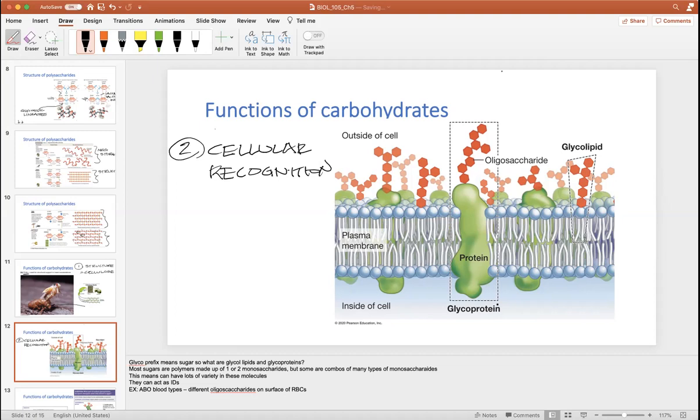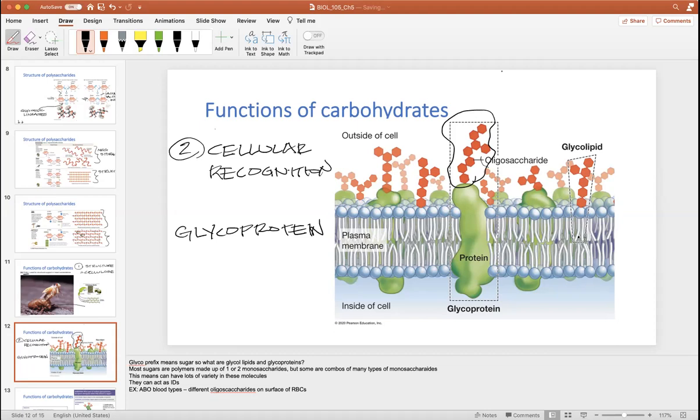So here I have for you something called a glycoprotein, okay? The prefix glyco means sugar, and then of course protein means protein, right? So you can guess that a glycoprotein is a protein that has a sugar tag on it. Notice this is labeled as an oligosaccharide, so it's got a few monosaccharides in it. Remember I said it's usually less than 20. 1, 2, 3, 4, 5, 6, 7, 8. So that fits the definition, doesn't it?